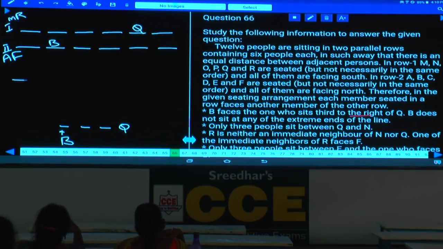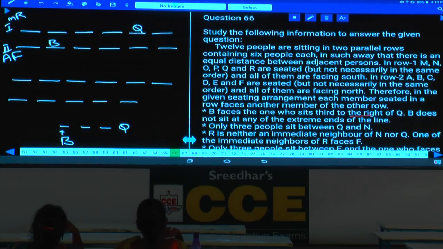And in the second possibility, 1, 2, 3, 4, 5 and 6, if B is at the third place, Q will be at this place. There are two possibilities for this B and Q, and B does not sit at any of the extreme ends of the row. Only 3 people between Q and N. As only 3 people are between Q and N, in the second case, N must be here. 3 people between Q and N.